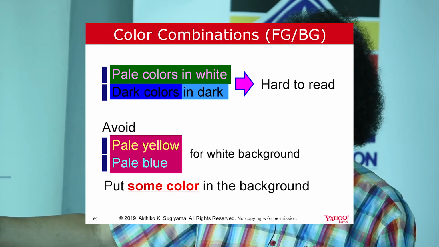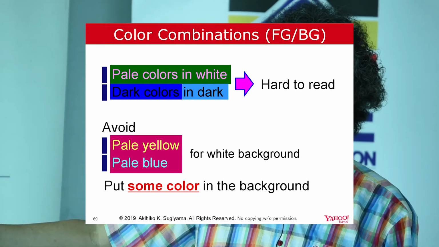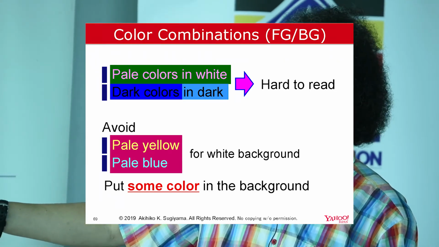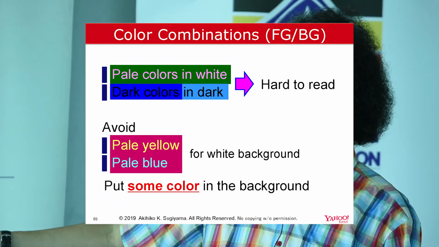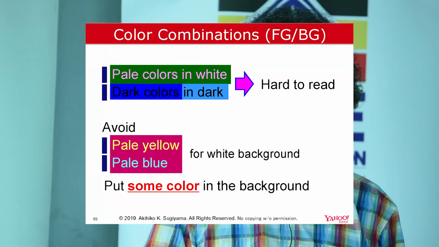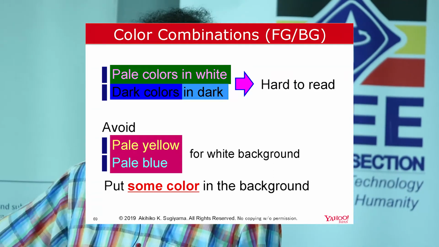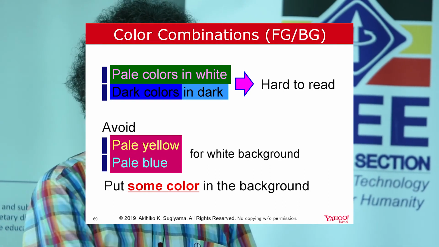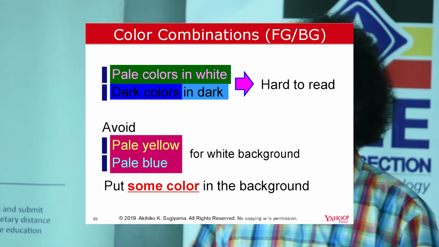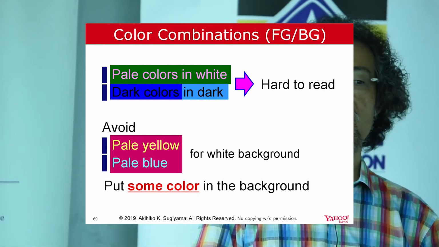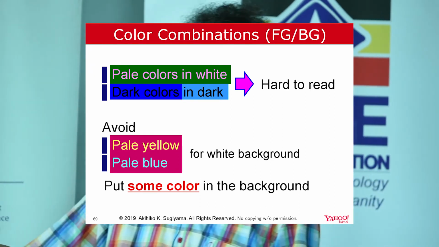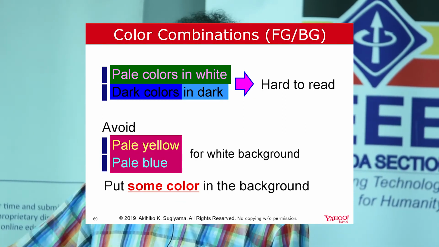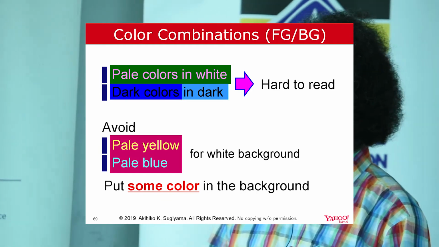Okay, black font on a dark color. It's not easy to read. It should appear this way. It's better than this one. And avoid pale yellow or pale blue with a white background. Not easy to read. But you may want to use these specific colors. What can you do? Introduce different background color so that you can stick to your favorite colors and make the presentation visible, much easier to read from a distance.